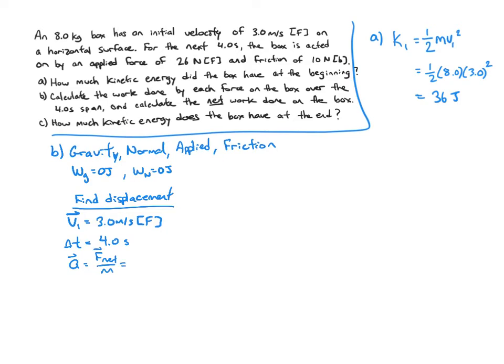The net force here is simply the 26 newtons forward minus the 10 newtons backward. The applied force minus the friction is the net force. Divide that by the mass of 8. These numbers are nice. 26 minus 10 is 16. 16 divided by 8 is 2. So the acceleration is 2 meters per second squared forward. And that's going to let me get the displacement. I go back to my kinematics formulas, and it's the third one.